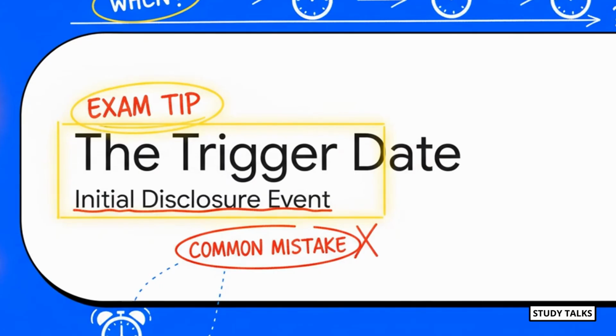Okay, deep breath. We've gone through our 3-point test, and ding, ding, ding, we have a discontinuing operation. Awesome. But now comes the next critical question. When? When do we actually start disclosing this stuff in the financial statements? This is all about finding the initial disclosure event. And let me tell you, this is a favorite for MCQs. Get this date wrong and you lose easy marks. So let's make sure we nail it.